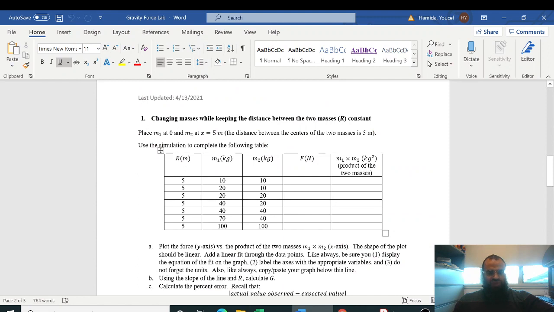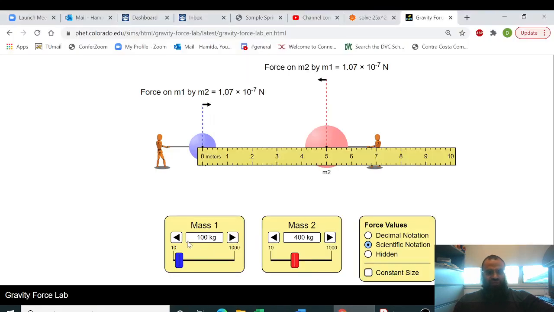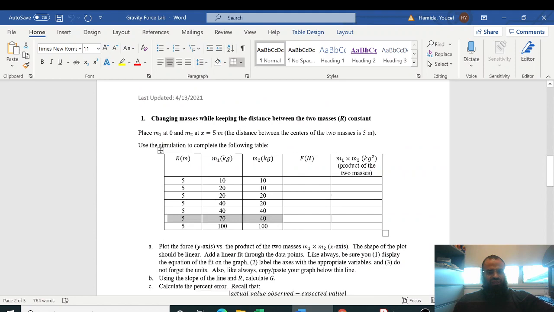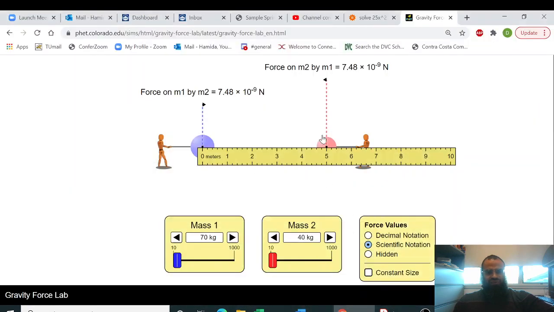And let's do one part of this table. So the radius will stay 5. And let me do just this one here. So when M1 is 70 and the other one is 40. So I can just decrease it to about 70. Okay, and the other one is 40. Okay, 70 and 40. And let's see what the force between them is. It says the force is 7.48 times 10 to the minus 9.